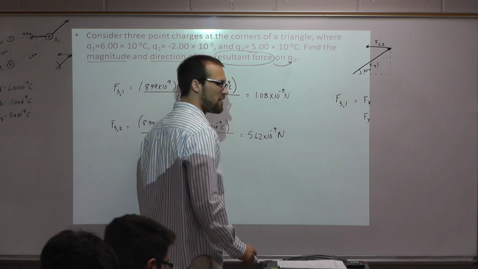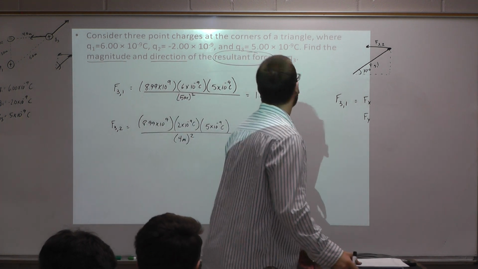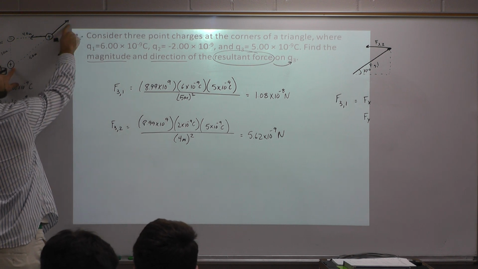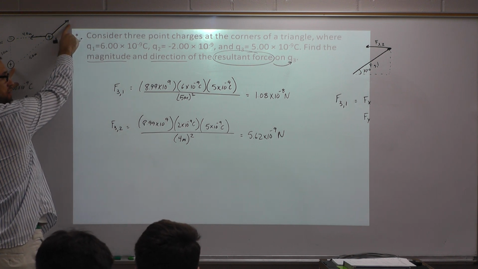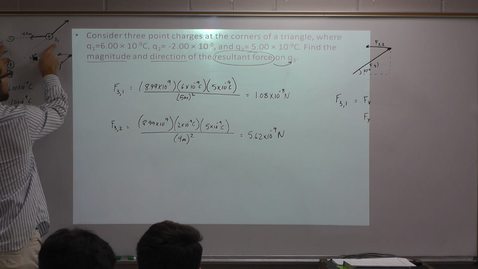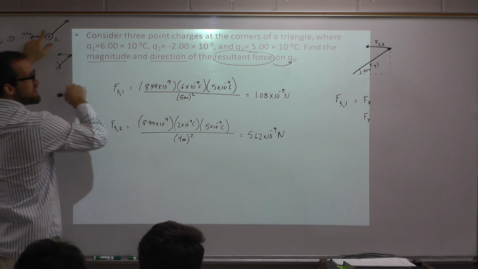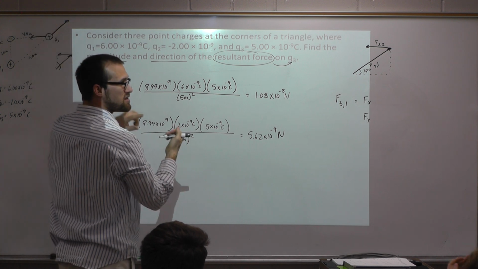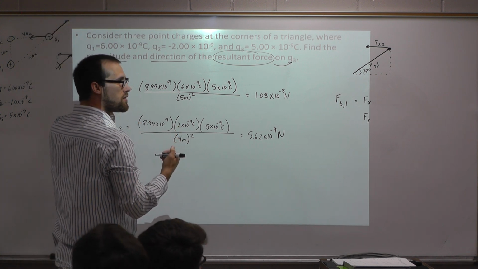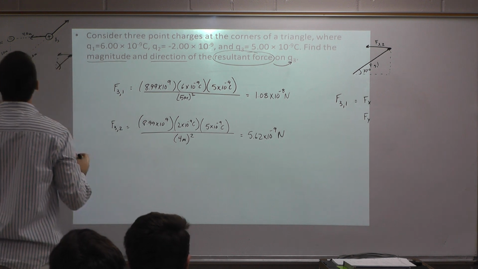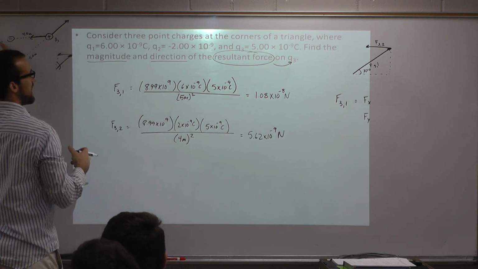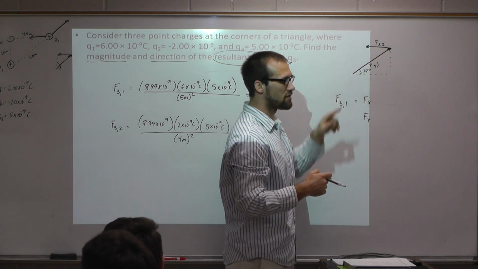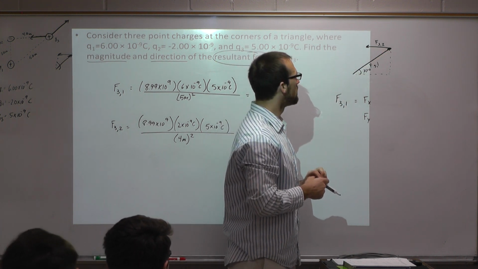Wait, actually, F32 is on top of F31. Tip to tail. So this force is the 3 and 1 force, and this is the 3 and 2 force, in that direction. I just did tip to tail, and I moved this so that it was tip to tail. But that's not right. It's 3 to 1. Should that be F31? Is that where 3 and 1 are?